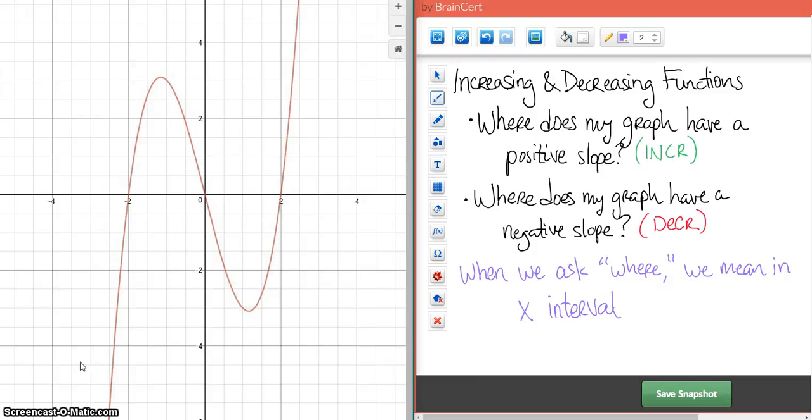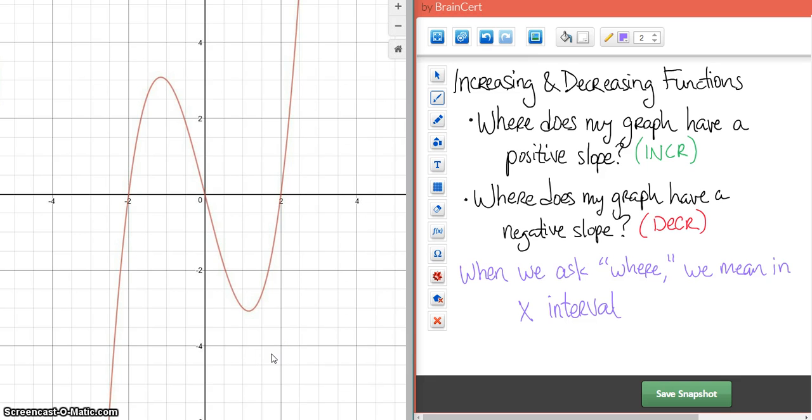When we're talking about increasing and decreasing functions, we're asking two basic questions. Where does my graph have a positive slope? And where does my graph have a negative slope? Now, when we ask where, we mean in the x interval. So I have one example to start us off that's a very good level of complexity to introduce us.